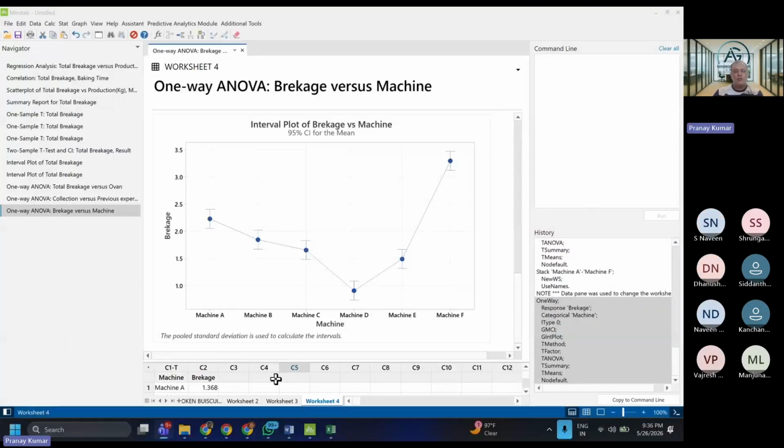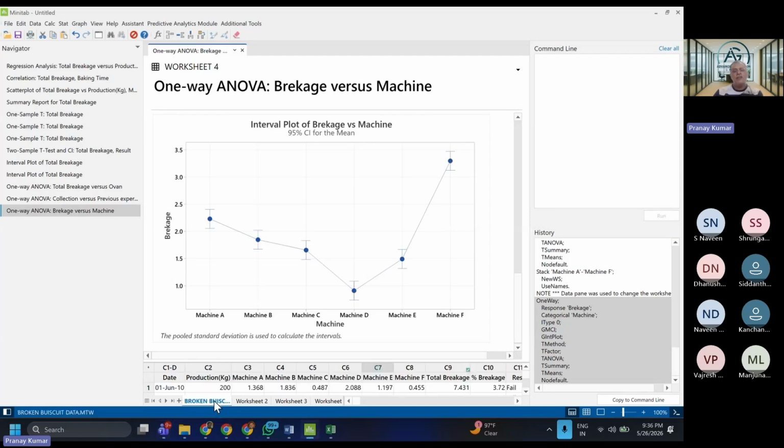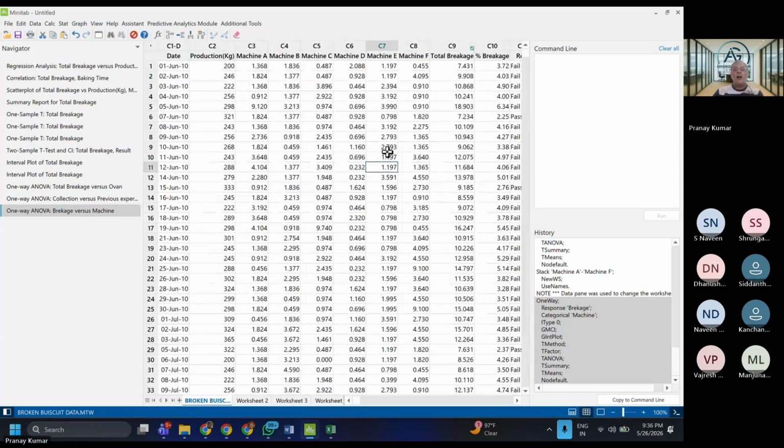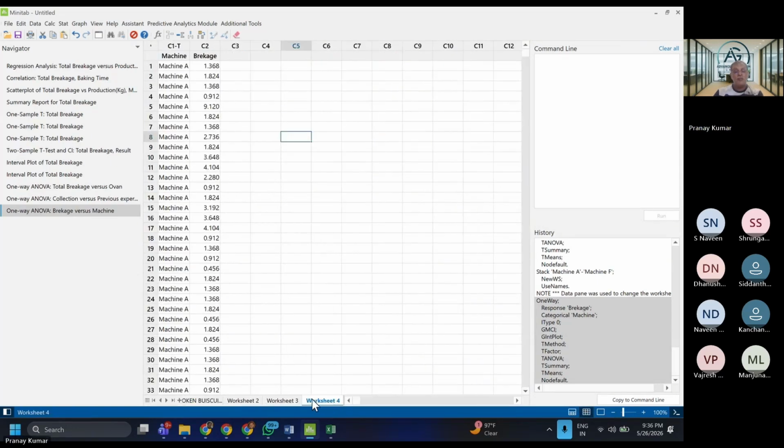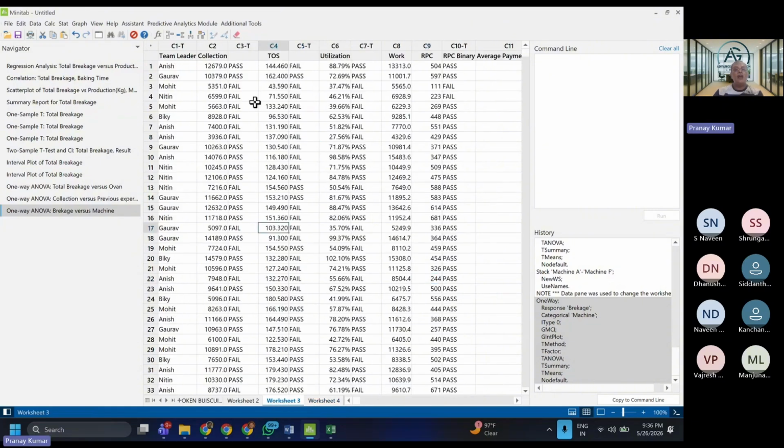I'll do both. Let's start with unstacking, and then we stack it. Look at the data first. I have maybe collections data. If you see, I have collection data in one column and team leader data in another column. If you want, Naveen, to have collection by team leader, I will unstack it.